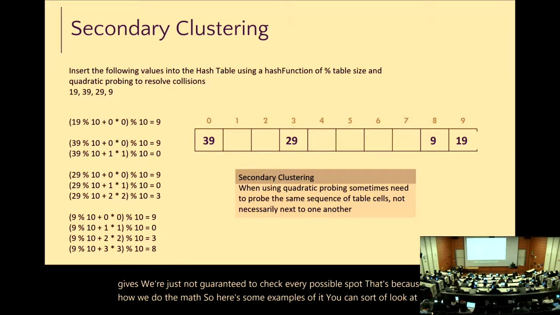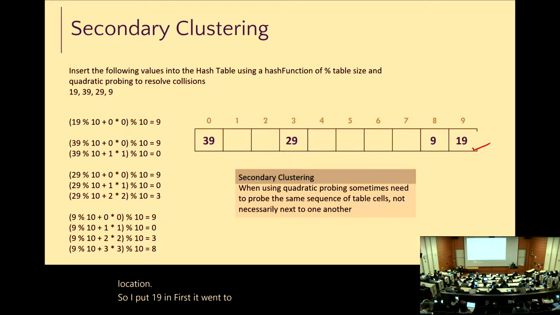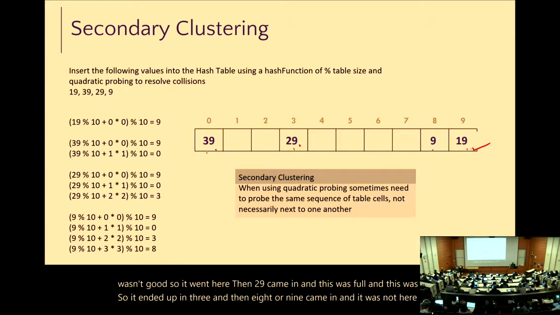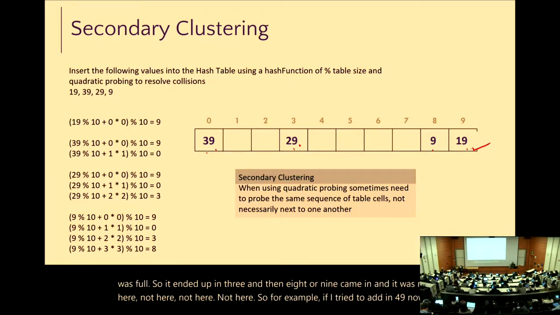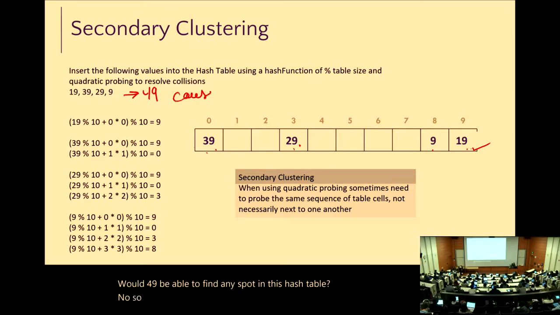So here we've got 4 items that all tried to hash to the same location. So I put 19 in first. It went to its natural hash. Then 39 tried that natural hash. That wasn't good, so it went here. Then 29 came in, and this was full, and this was full, so it ended up in 3. And then 9 came in, and it was not here, not here, not here, not here. So for example, if I tried to add in 49 now, would 49 be able to find any spot in this hash table? No. So 49 causes an infinite loop.